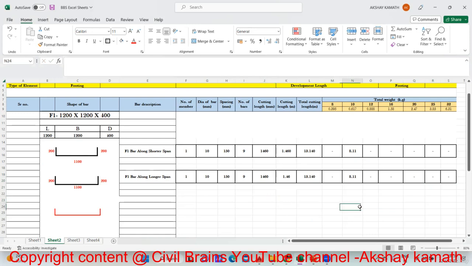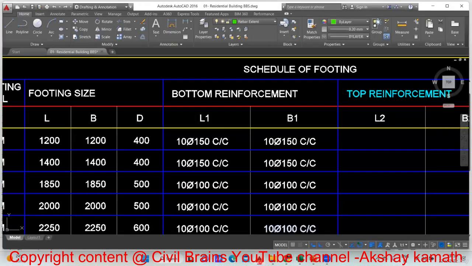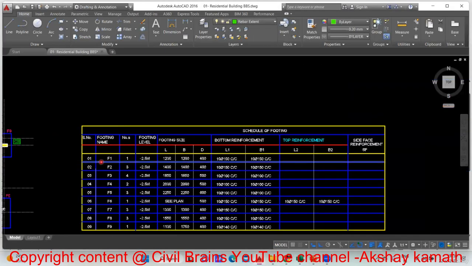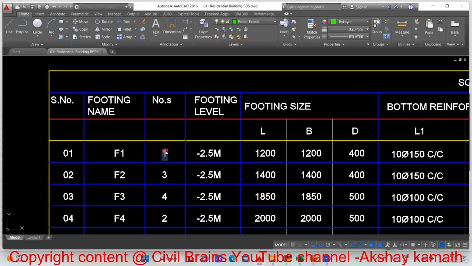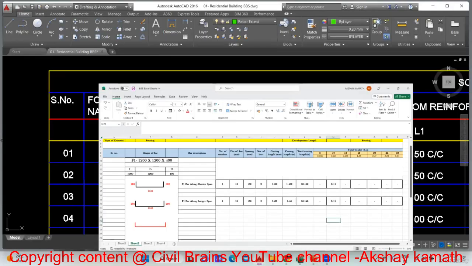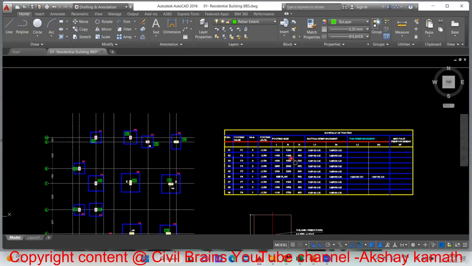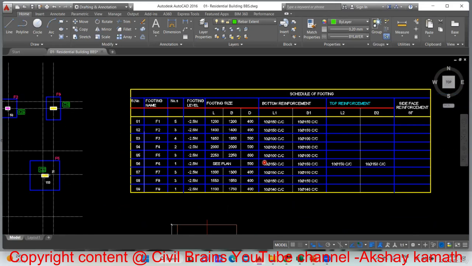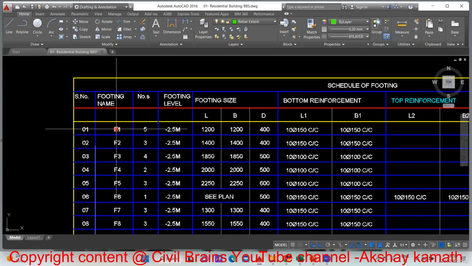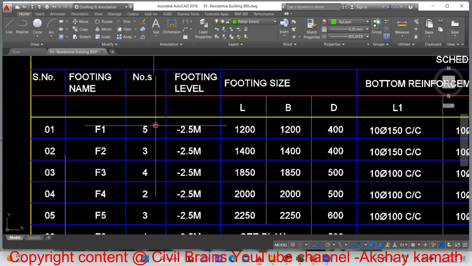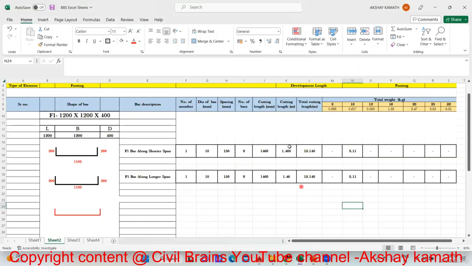Now the magic of Excel is this. Let us consider that in your drawing, instead of one number of F1 footing, I had five numbers. Come to the Excel sheet. Now let us say you prepared the Excel sheet and kept it, but after some time the structural designer changed the drawing and told you that F1 footing is not one, we have five F1 footings. Then what will you do? We have to come here.